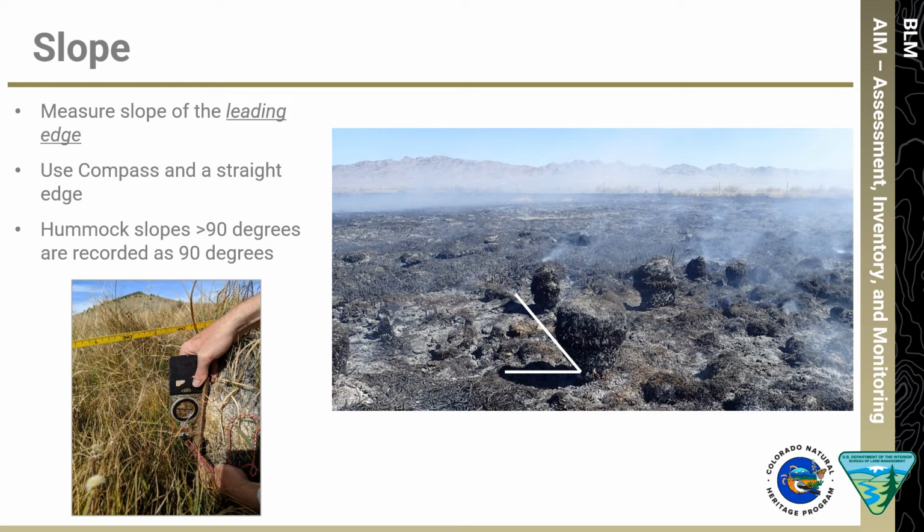If measuring slope on a hummock with undercut sides, consider the slope as greater than 90 degrees and record the slope as vertical, or 90 degrees. The example in the photo on the right depicts when you would record an undercut hummock slope as 90 degrees.